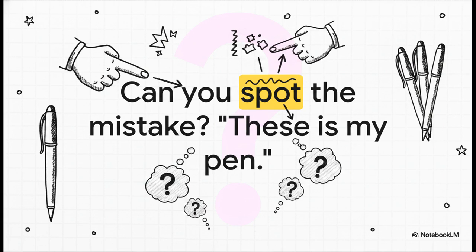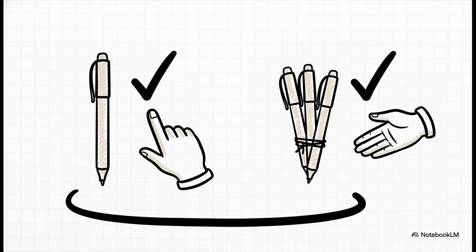Read it carefully. "These is my pen." Look at the pointing word, these. Look at the verb, is, and then look at the noun, pen. Something in here is fighting against the rest of the sentence. Can you see what it is? Take a second. Well, if you caught the mismatch, excellent job. Here are the correct answers.